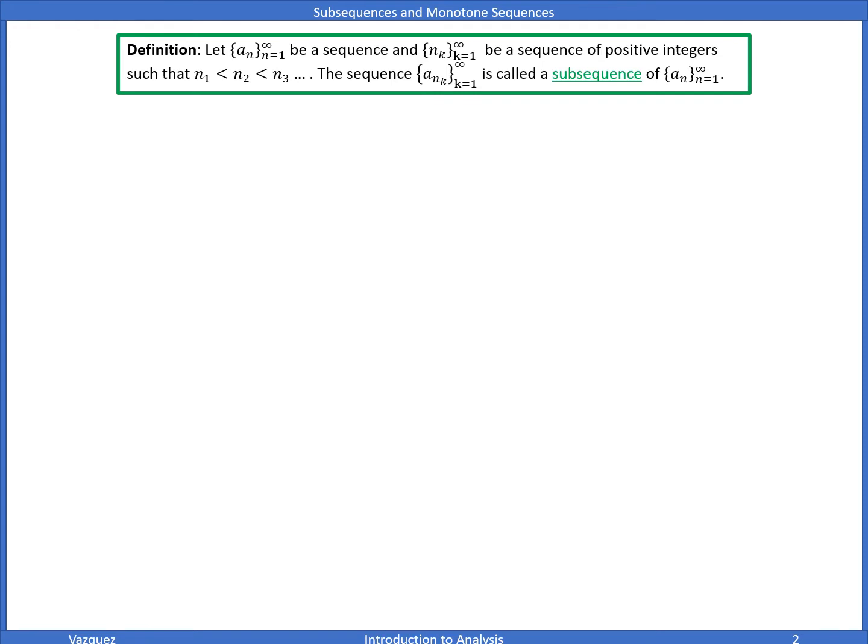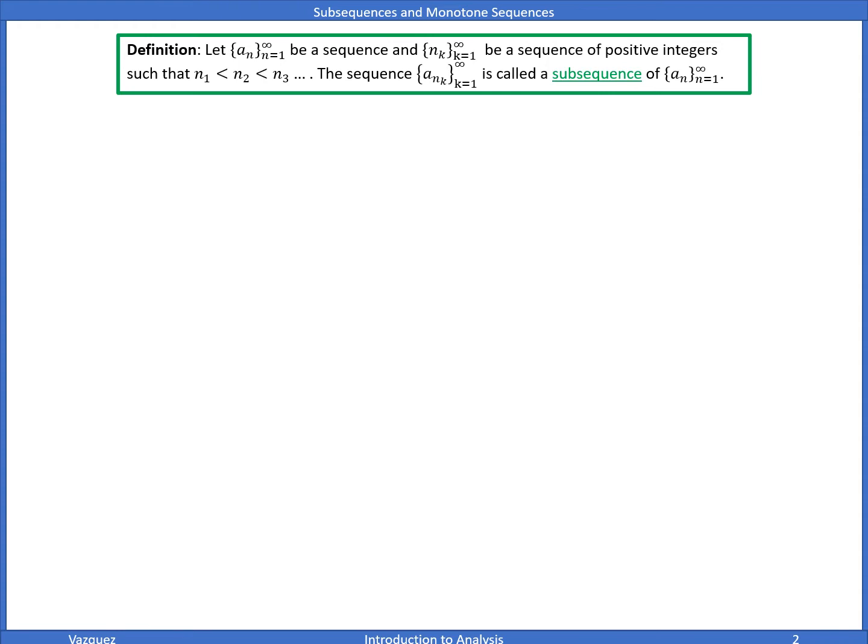First, we let a sub n be a sequence, and n sub k be a sequence of positive integers such that n1 is less than n2, less than n3, so on and so forth. The sequence a sub n sub k is called a subsequence of a sub n. So what a subsequence basically means is you get the original sequence and you can just delete some terms and you'll have a subsequence. Also, I'd like to point out that a sequence is a subsequence of itself. So we can delete no terms and it's still a subsequence of itself.